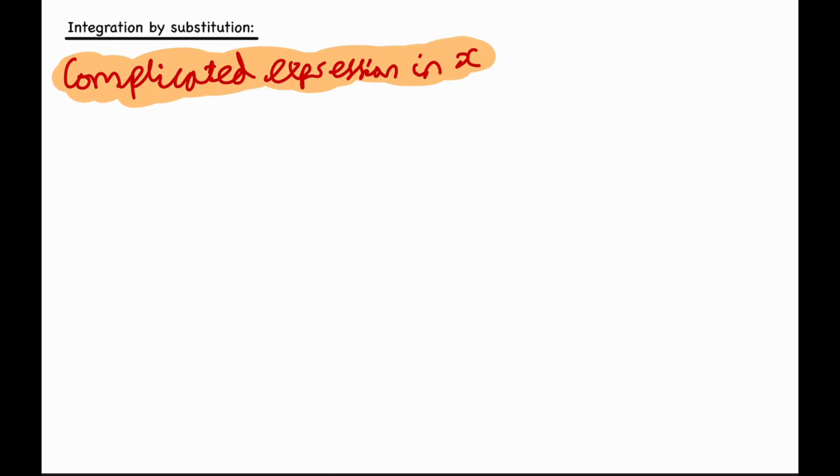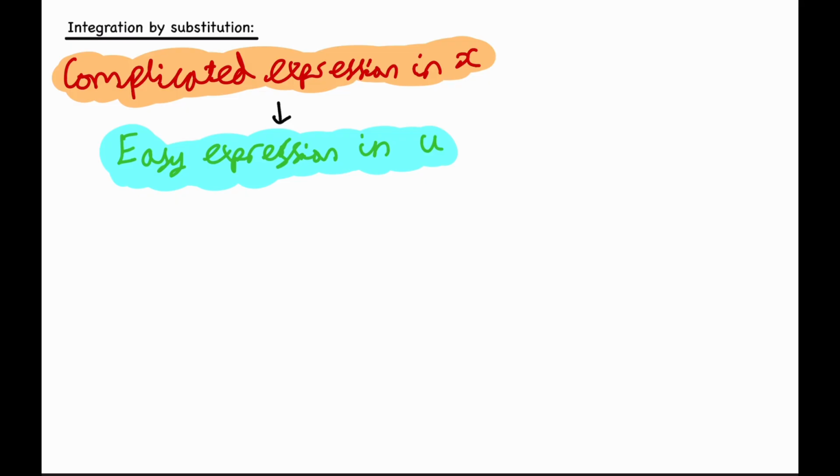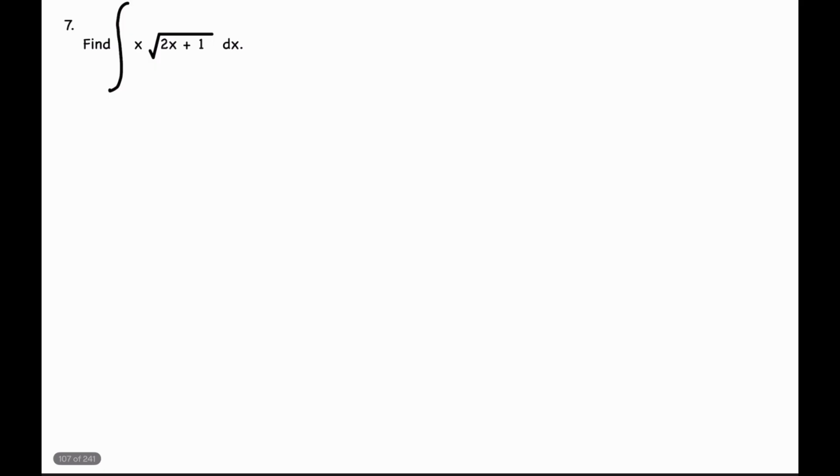It's when you have a complicated expression in terms of x, you make it into an easy expression in terms of another variable, say u. I want to explain this with examples, and we'll do the same at the end and look at each step to make it clear. So first, let's try this example, where you're trying to find the integral of this very complicated function, x times the square root of 2x plus 1 dx.